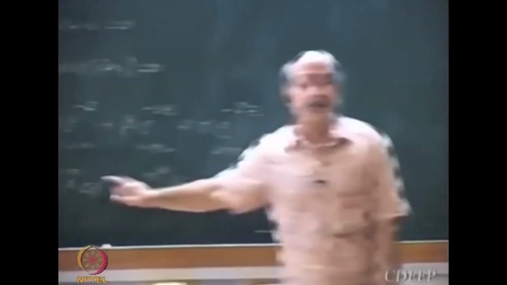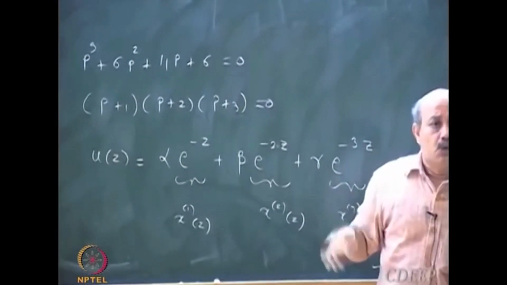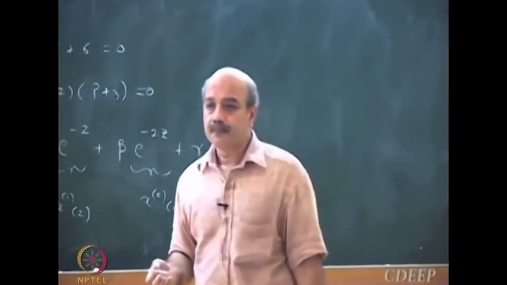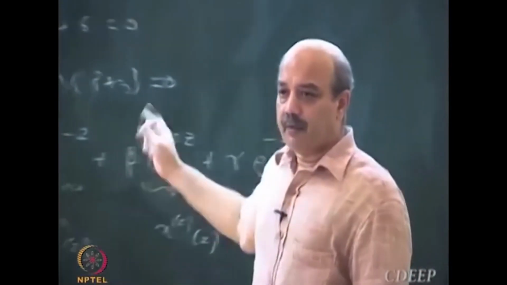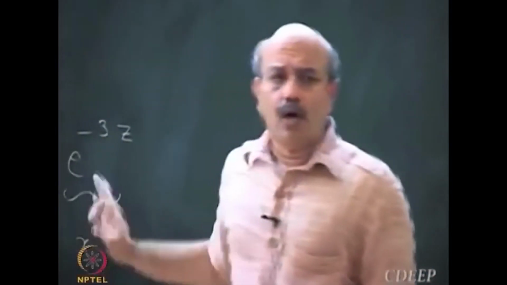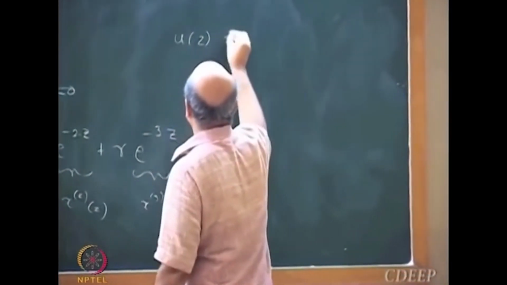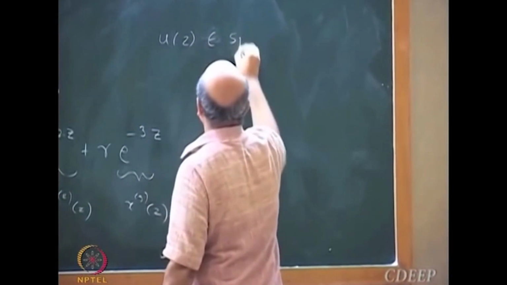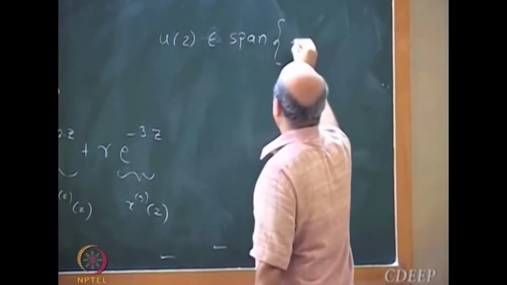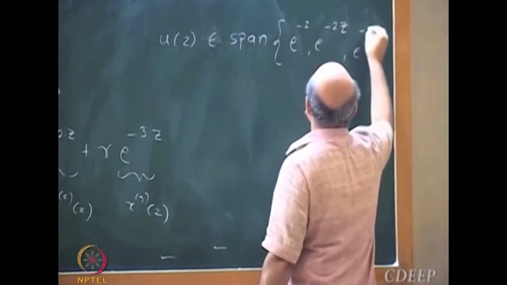the span of all possible linear combinations. What will fix alpha, beta, gamma? The moment I specify initial conditions, alpha, beta, gamma will get fixed. Well, if you have not done this earlier in your BTech, we will be doing these solutions a little later. This is a linear combination of these 3 vectors. So I can say that u(z) actually belongs to the span of e to the power minus z, e to the power minus 2z, and e to the power minus 3z.